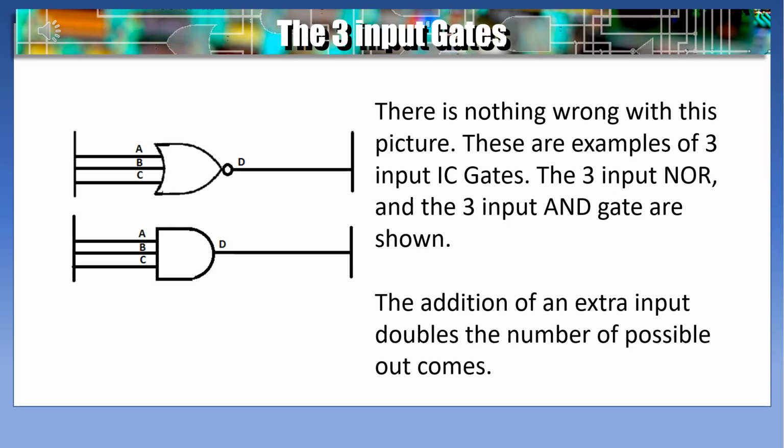Please do not adjust your set. There is nothing wrong with this picture. These are examples of 3-input IC gates. The 3-input NOR gate and the 3-input AND gate are shown. The addition of an extra input doubles the number of possible outcomes.